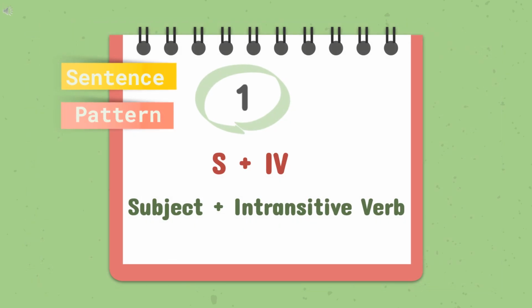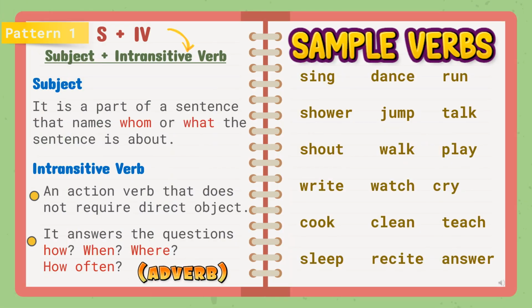The first sentence pattern that we will learn is the SIV sentence pattern. S stands for subject and V stands for intransitive verb. In SIV sentence pattern, take note that a subject is a part of a sentence that names whom or what the sentence is about, while the intransitive is an action verb that does not require a direct object. An intransitive verb answers the questions how, when, where, how often. In short, it follows an adverb.